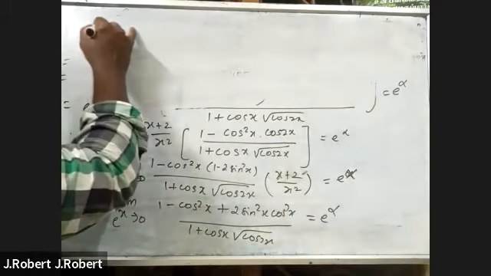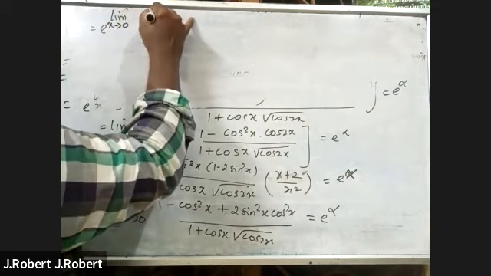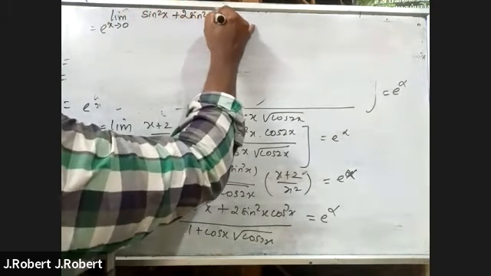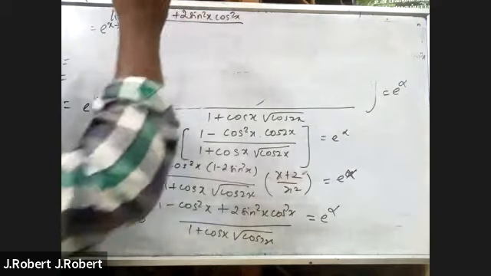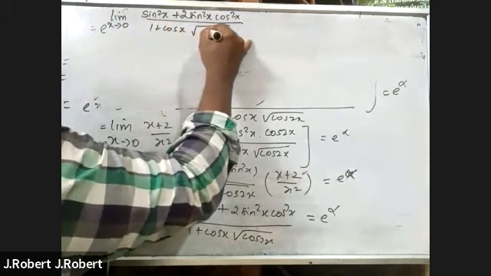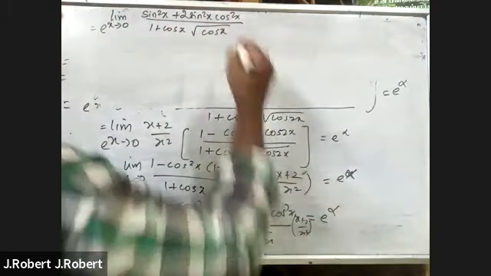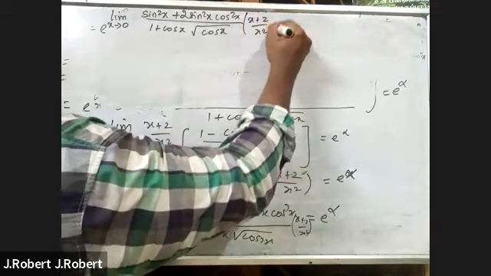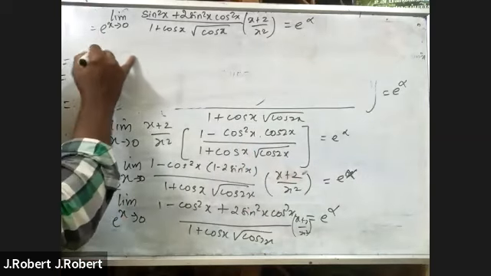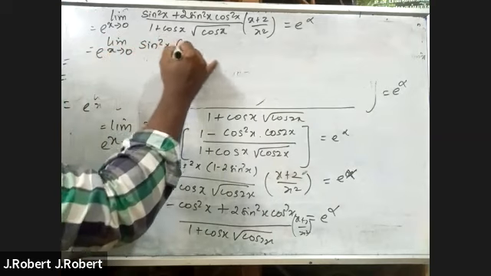Simply we can write this as limit x tends to 0, sin squared x plus 2 sin squared x into cos squared x divided by 1 plus cos x into square root of cos 2x, and also we have x plus 2 divided by x square, which is equal to e power alpha. Now, if we take e power, sin squared x, x tends to 0, I can take sin squared x common.